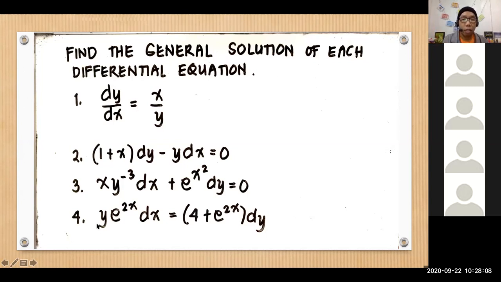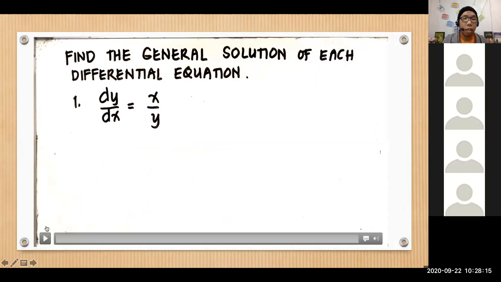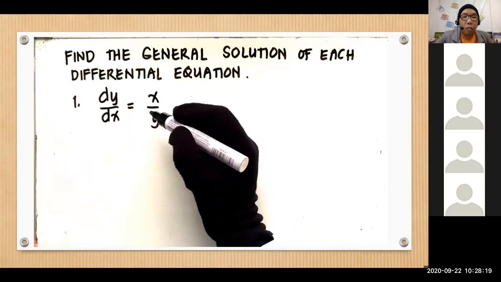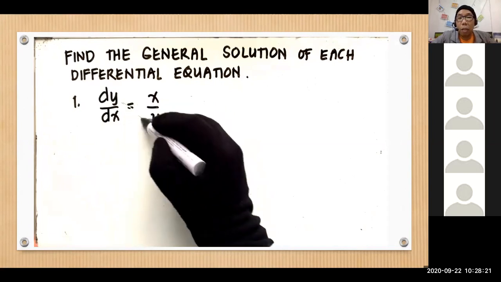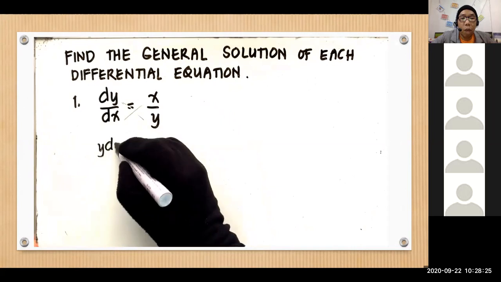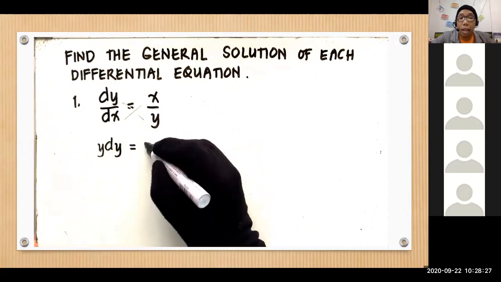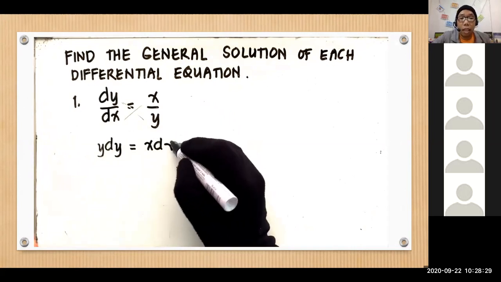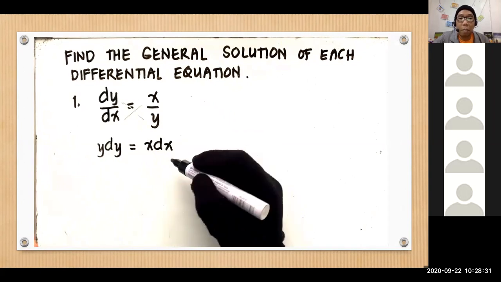Now, let's continue. Let's solve the first example. Ayan. dy over dx is equal to x over y. Ayan, so cross-multiply lang natin yan, di ba? Para mahiwalay yung variables. So you have y dy sa left-hand side. Sa right-hand side, you have x dx. So simple as that. Di ba? Napakasimple. So kayang paghiwalayin.